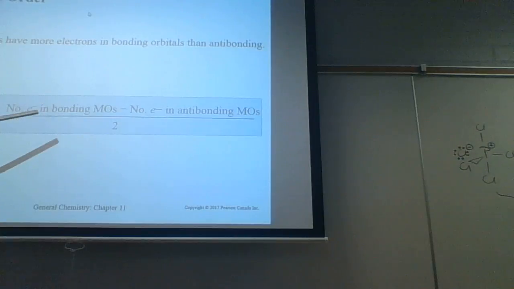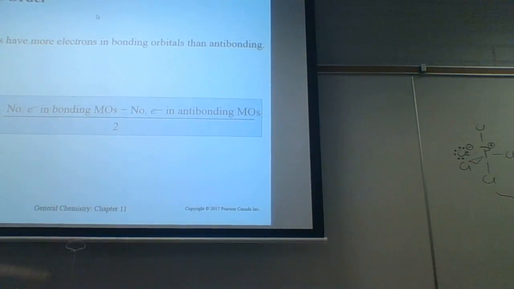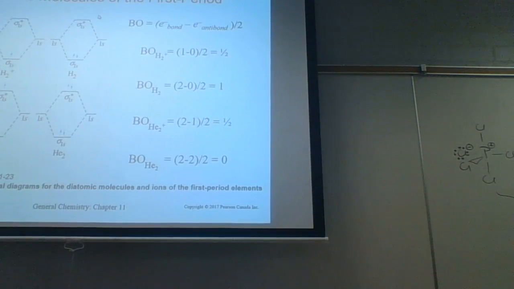The bond order is how many electrons we have in the bonding versus how many we have in the anti-bonding. 2 electrons make a bond. That's the reason we divide by 2. We'll do some calculations here.